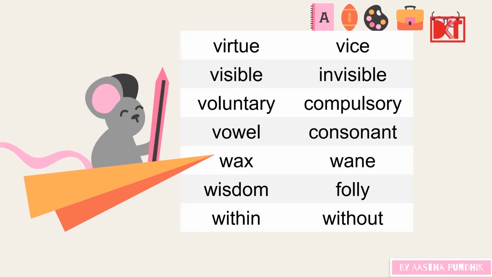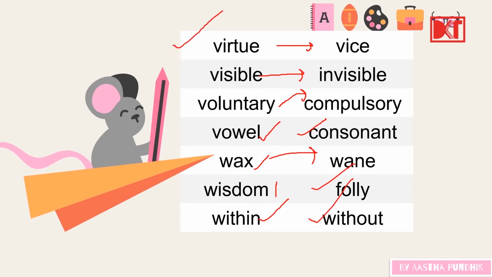Here are a few more examples. Virtue is the opposite of vice. Visible, the opposite of invisible. Voluntary, the opposite of compulsory. Vowel, the opposite of consonant. Wax is the antonym of wane. Wisdom is the antonym of folly. Within, opposite of without. Alright, so you've seen so many examples of antonyms.